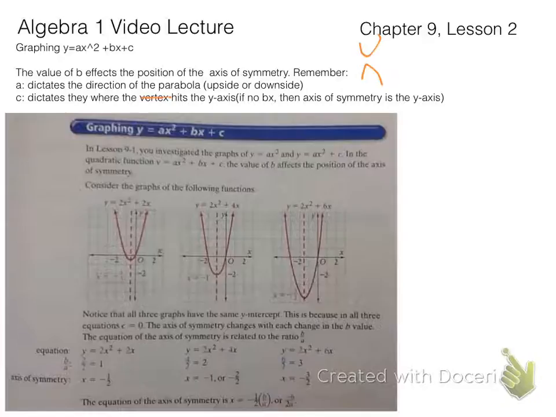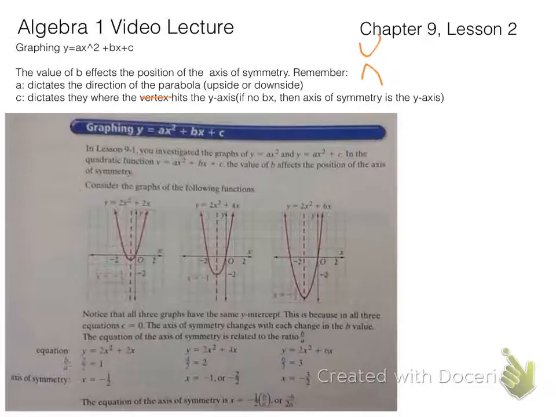Okay, so again, c is where the parabola hits the y-axis. And again, if there's no bx, that means the vertex is on the axis of symmetry, which is the y-axis, but if there's a bx, the axis of symmetry may not be the y-axis.